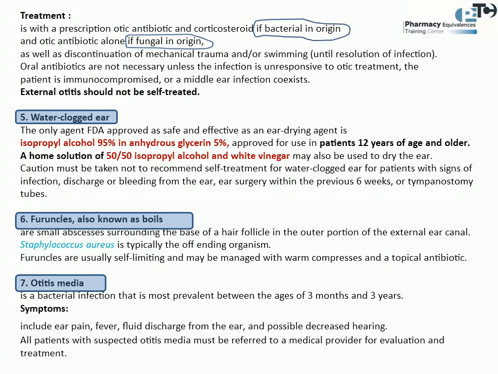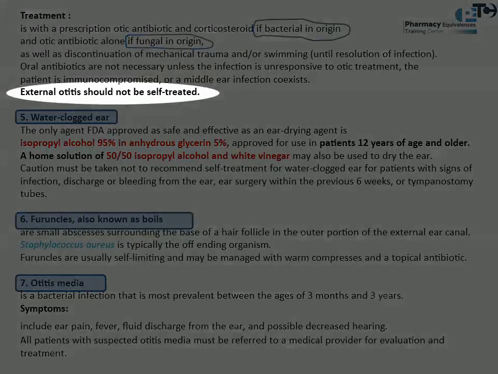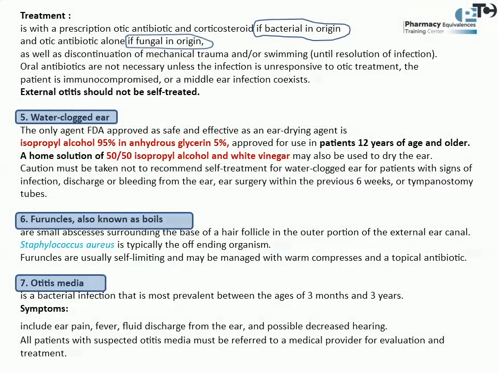The antibiotic used here is antibiotic drops, but if the condition is unresponsive to these drops, oral antibiotics are necessary. External otitis should not be self-treated, and this condition, like vertigo and tinnitus, we should refer to a medical provider.